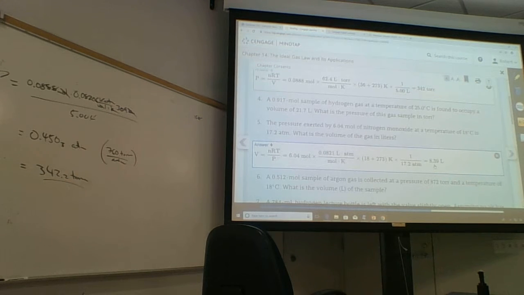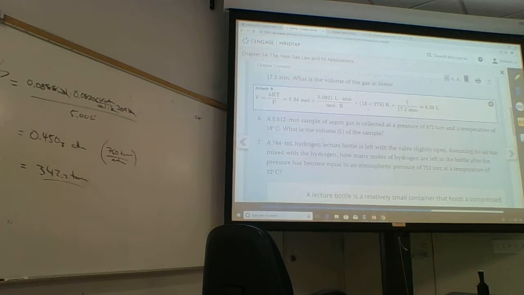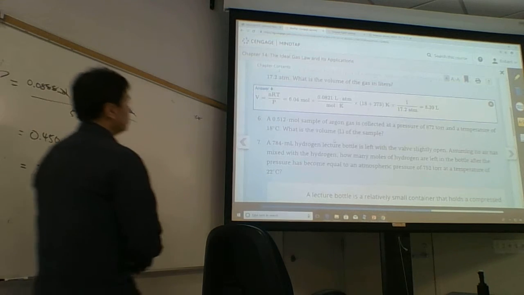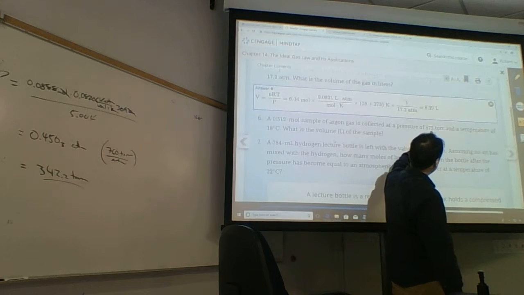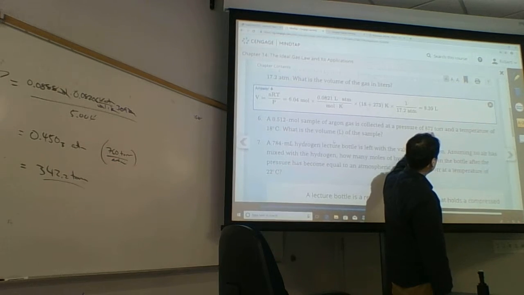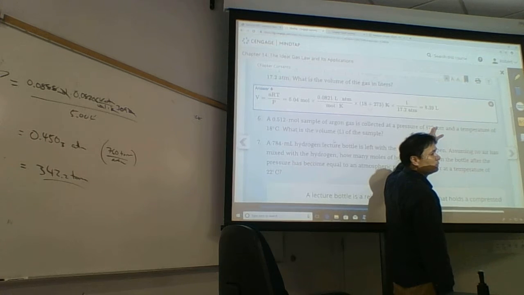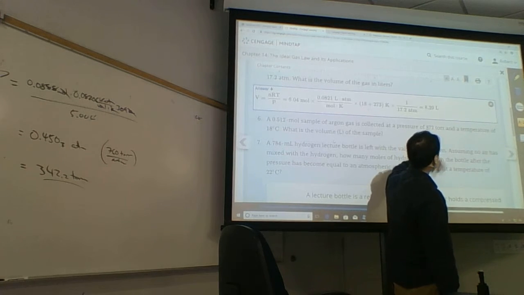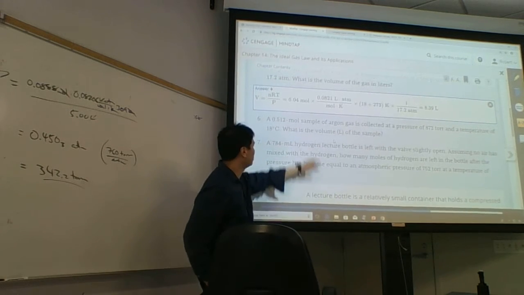8.39 liters is what they got. Number 6 is the same: calculate the volume in liters, except here we have moles, that's fine. They give us the pressure in torr, 872 torr, so I do one step, and that is convert torr into atmospheres. For the temperature, we have to convert to Kelvin and solve for the volume in liters.